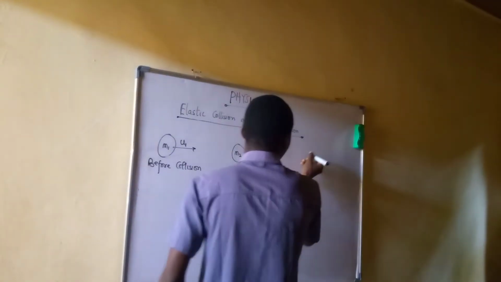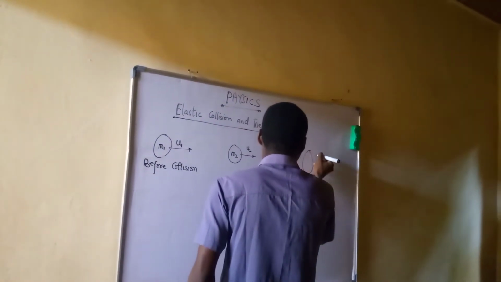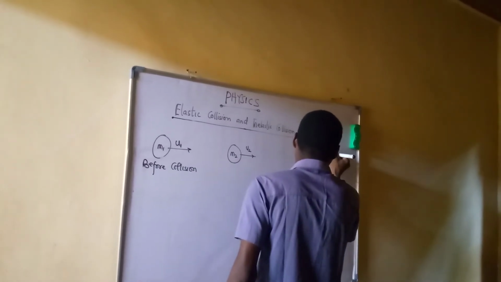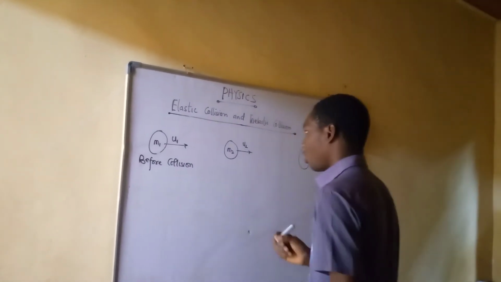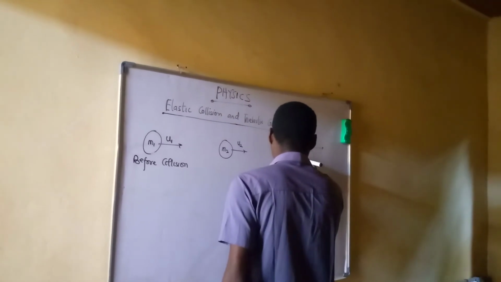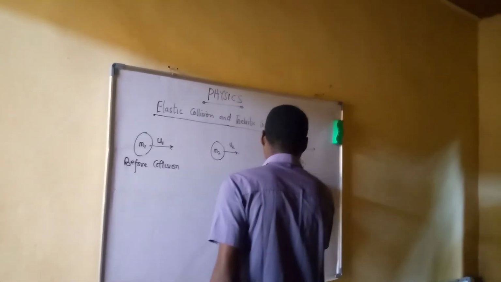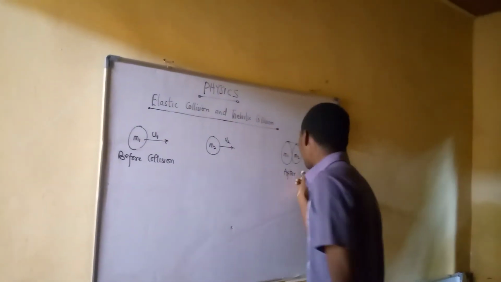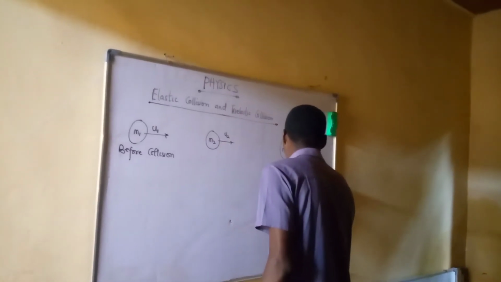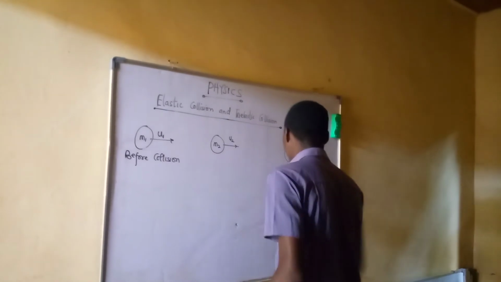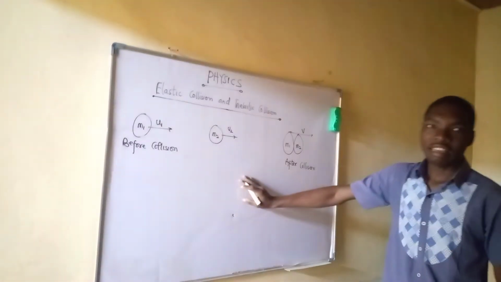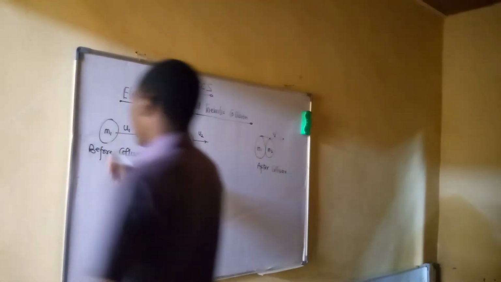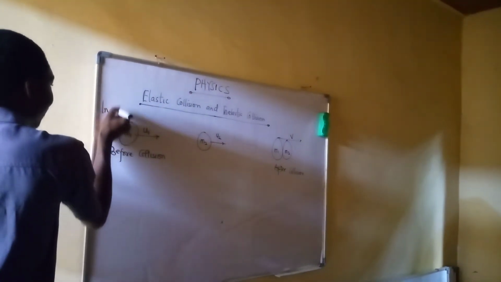So if after collision they now move together, that is, they coalesce with the same velocity, you will say that this is inelastic collision. So this kind of collision is said to be inelastic.